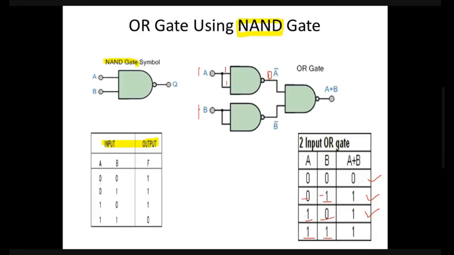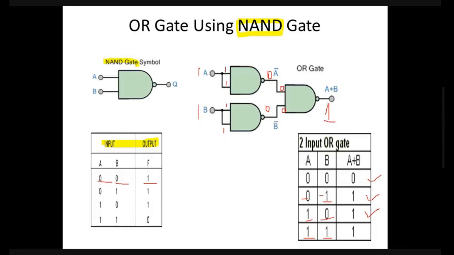Similarly, here 1 is there. This one comes here and this one comes here. With 1, 1, what is the NAND output? 0. Very good. This 0 comes here and this 0 comes here. Then what is the NAND output? With 0, 0, the NAND output is 1. So the final output is 1.